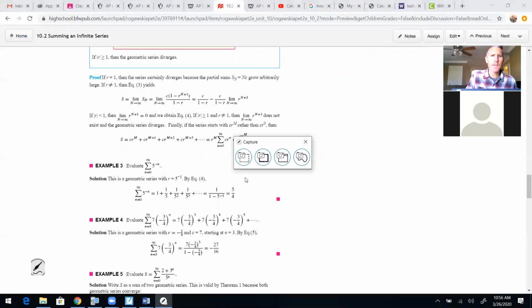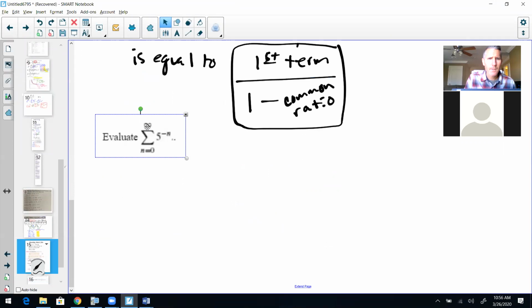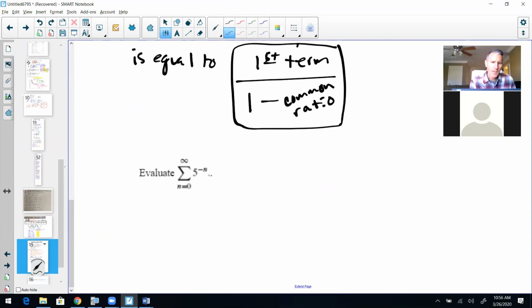This is example 3, from Rogalski, section 10.2. Okay, so for this, I would not leave it like this.